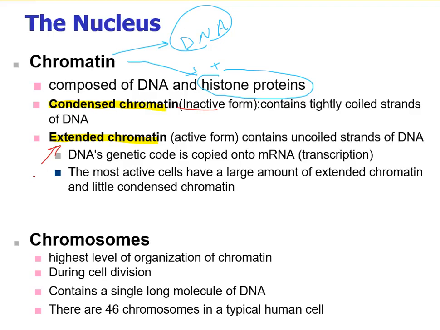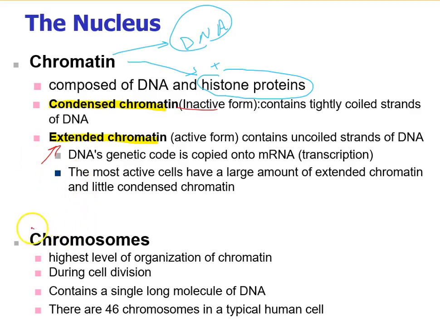Okay, so the most active cells have a lot of extended chromatin, meaning they are actively using the genetic instructions. For example, tumor cells, which are actively dividing and producing proteins, or embryonic cells, are so active that we can find a large amount of extended chromatin and little condensed chromatin in their genetic material. But on the flip side, cells with condensed chromatin might be in sort of standby mode, not actively using those genetic instructions at the moment.